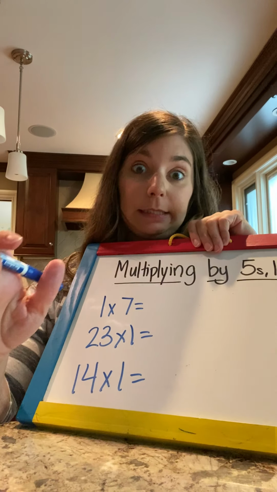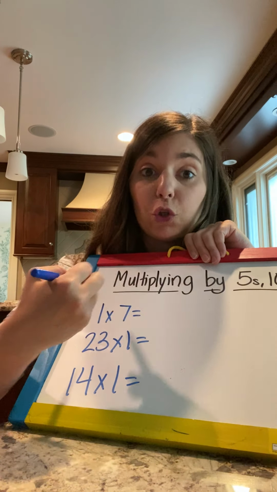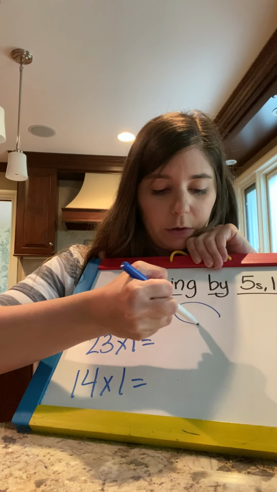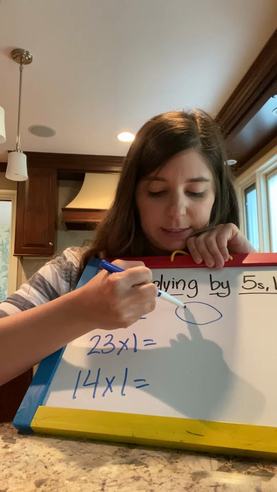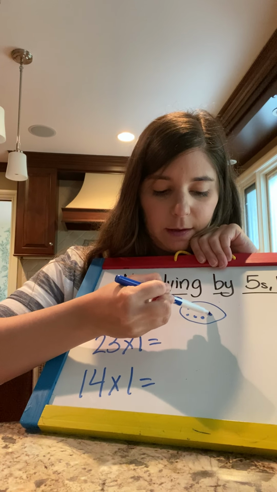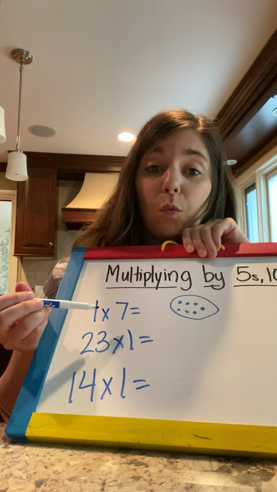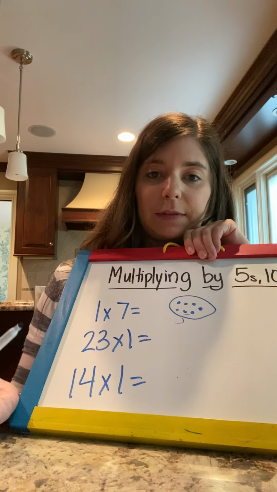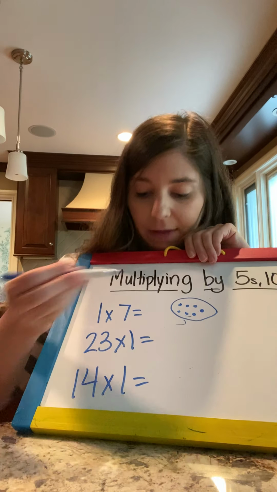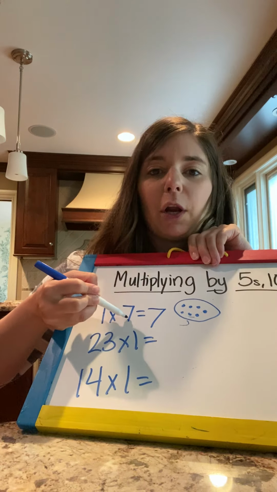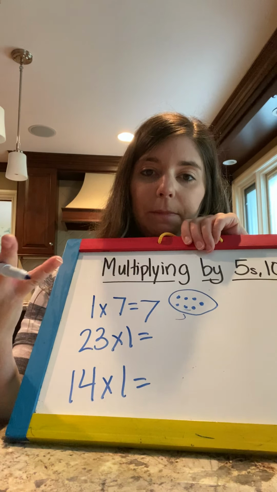Now, just for kicks, even if you know the answer already, I'm going to do that out. One group with 7 in the group. So here's one group. I'm going to put 7 little guys in there. 3, 4, 5, 6, 7. I have one group with 7 in my group. How many total guys do I have inside? 7. So anything times 1 is just that other number because you just have one group of it, okay?